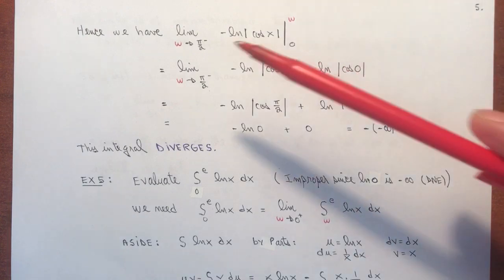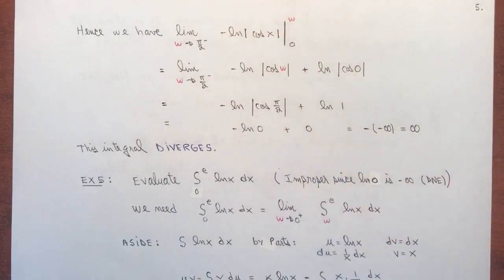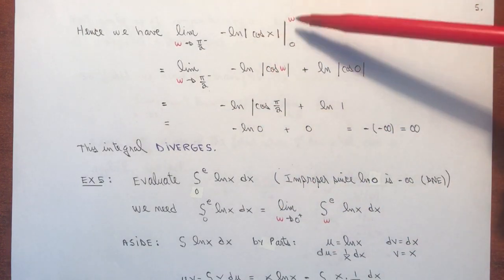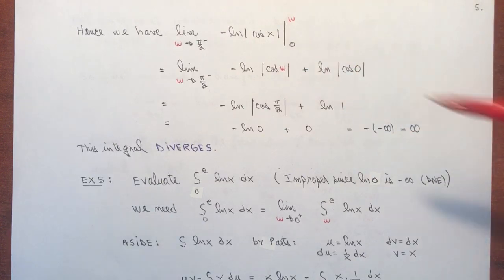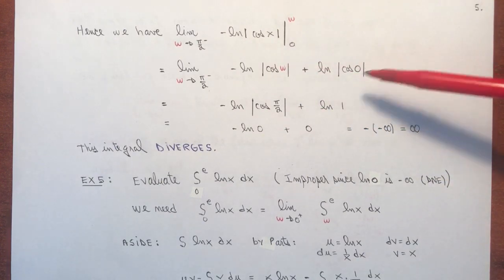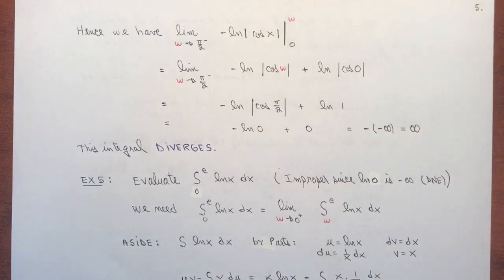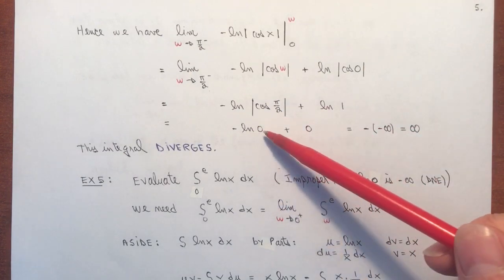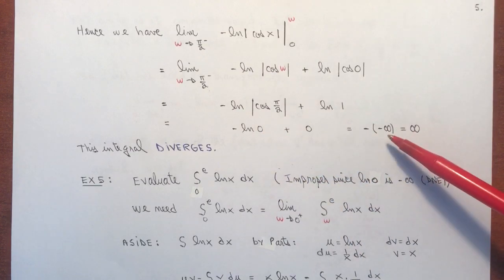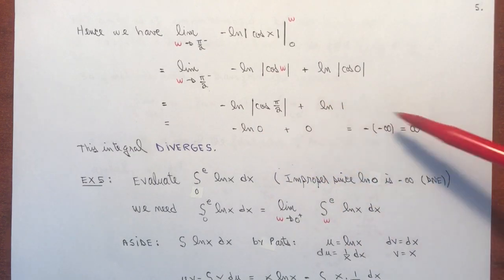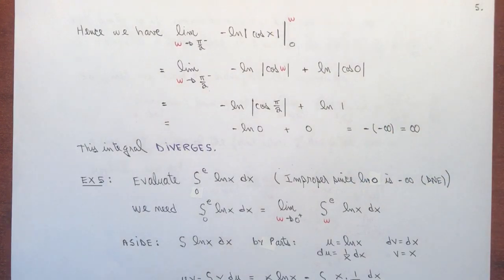So we have the limit as w approaches pi over 2 from the left of the answer to the integral between w and 0. Plug in the upper bound, plug in the lower bound: cosine of pi over 2. Cosine of pi over 2 is 0, we just saw that. And the ln of 0 is negative infinity, so that's minus infinity. And since ln 1 is 0, we end up with infinity, and this integral will diverge.